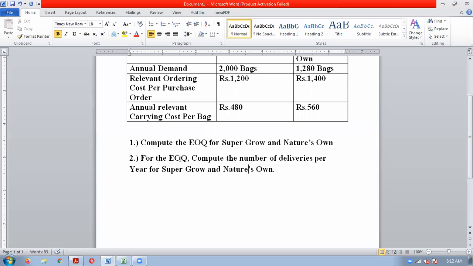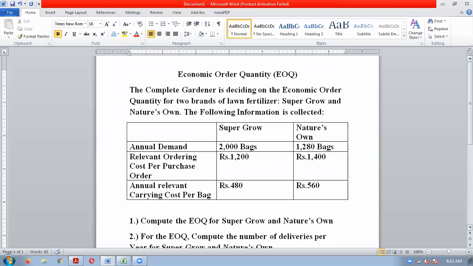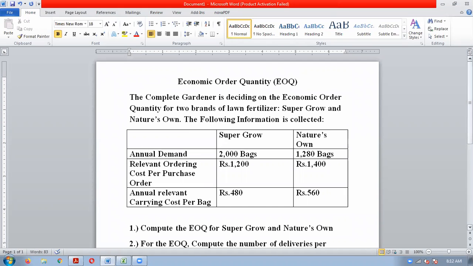Clear with this illustration? So today we will stop with this illustration only. In the next class we will continue with some more illustrations.